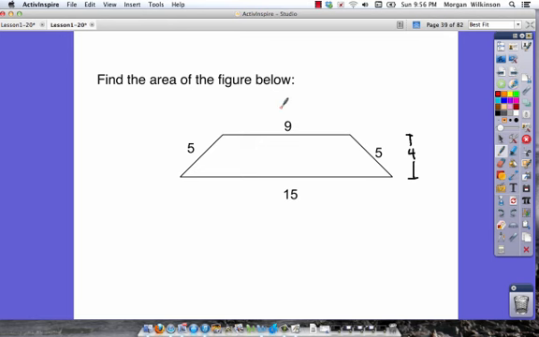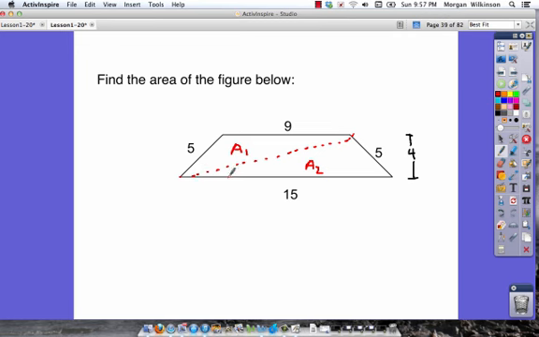Our final type of figure today is a trapezoid. Now a trapezoid has 1 pair of parallel sides. The way we're going to do this problem is we're going to cut it into 2 triangles. So if I make a dashed line going across, we can see we have 1 triangle on the top, we'll call that A1. We have 1 triangle on the bottom. Here's a triangle called A2.